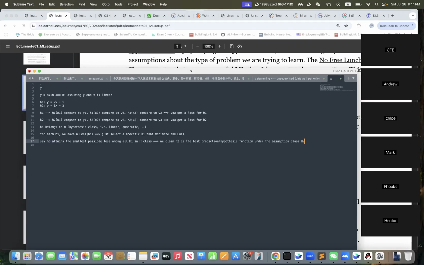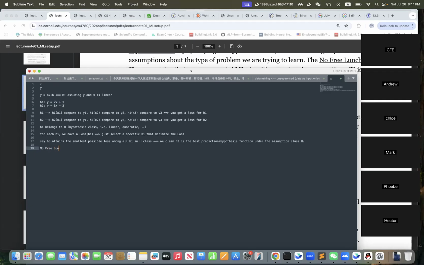Maybe H is linear. So if you assume the relation is linear, then we have a bunch of linear functions, right? And of course, one of them must be the best. And if it's H3, we say H3 is the best, right? It's the best function under the assumption that x and y are linear. And of course, it is not the best if we don't make any assumption, right? So that is the no free lunch theorem. So what is the no free lunch theorem?